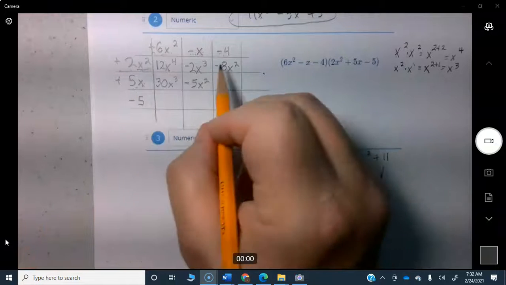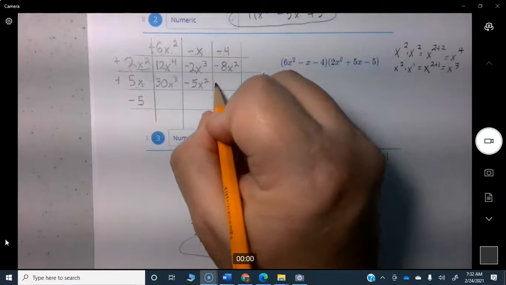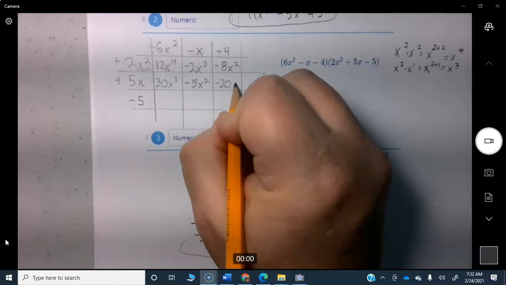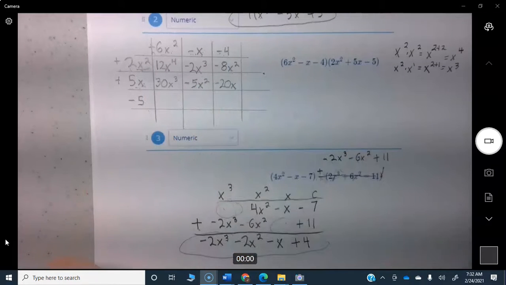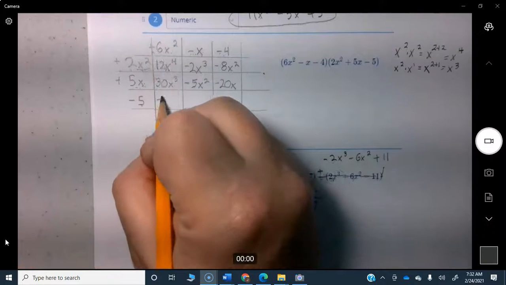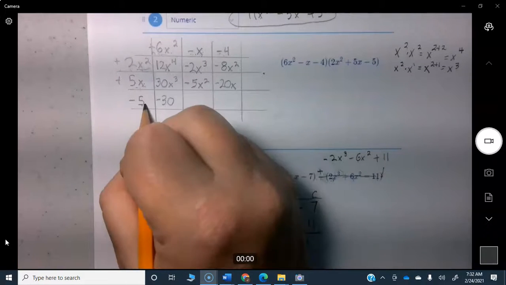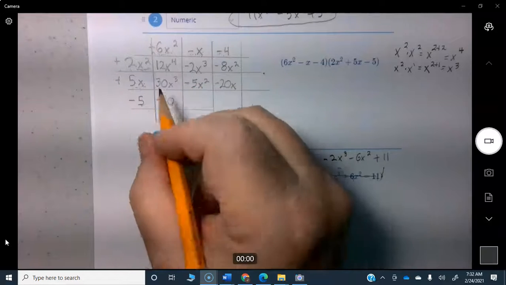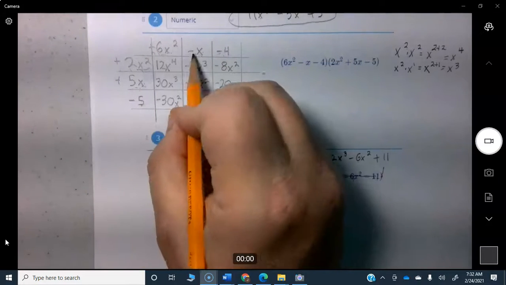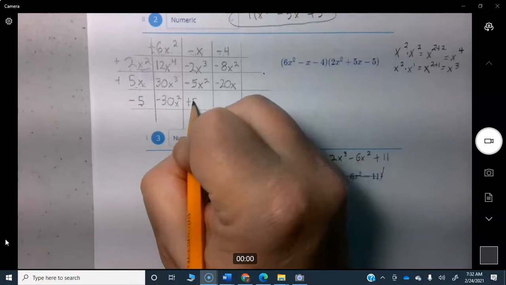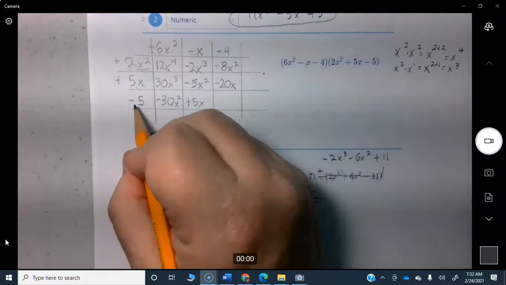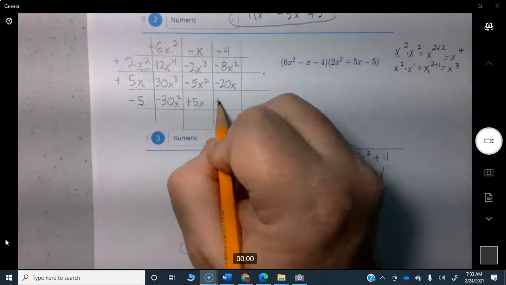And finally, 5x times negative 4. 5 times negative 4 is negative 20. And again, there's no x there, so this x is the only thing that will appear as x. Next one, negative 5 times 6 is negative 30. There's no variable here, but it's just the x squared right there. Negative 5 times negative 1 is positive 5, and it's just the x right there. There's no x there. And finally, negative 5 times negative 4 is positive 20.